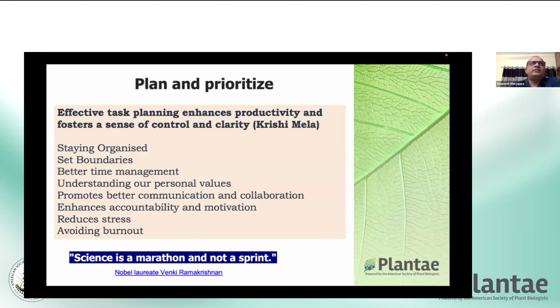And another important factor is burnout. We completely lose our interest and get strained unless there is a proper plan and priorities. If you see the term given by Nobel laureate Venki Ramakrishnan, he always says science is a marathon and not a sprint. So we should keep on engaging in research, and prioritize and plan. It's not that in one day we'll achieve everything successfully and burn all the energy. Not like that. It's a marathon.